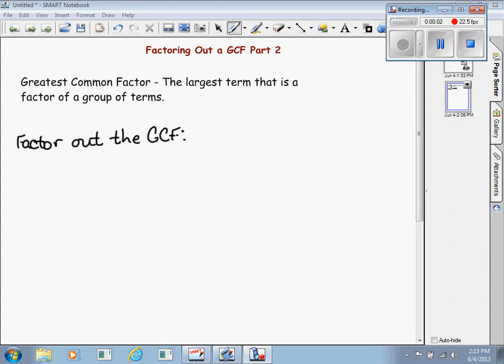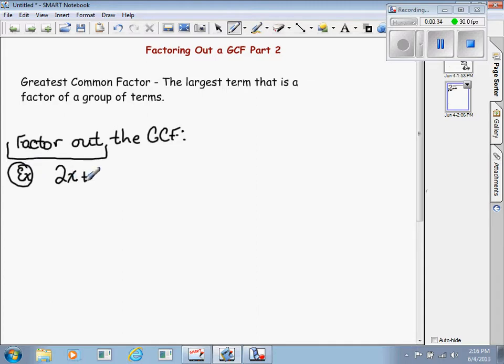Now that we know how to identify a GCF, we can talk about how to factor out the greatest common factor. The idea of factoring out a GCF is almost the reverse of the distributive property. We're going to be identifying the GCF and taking it back out of every single term, pulling it outside a pair of parentheses.